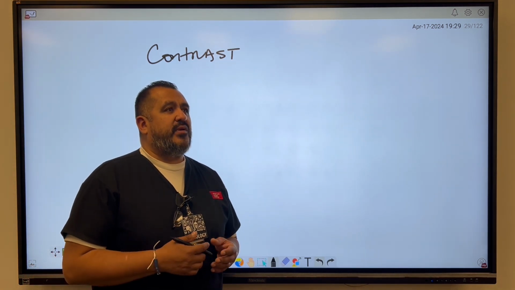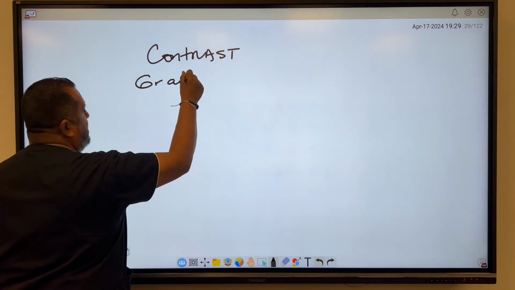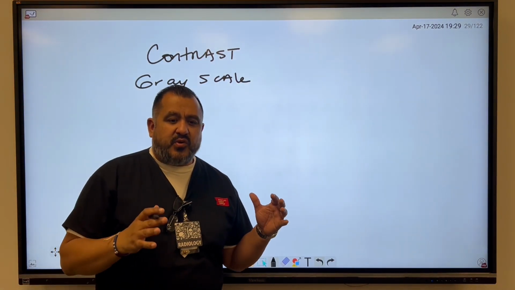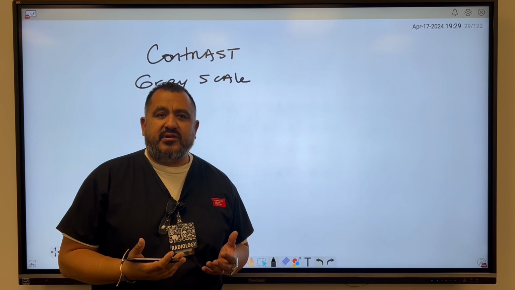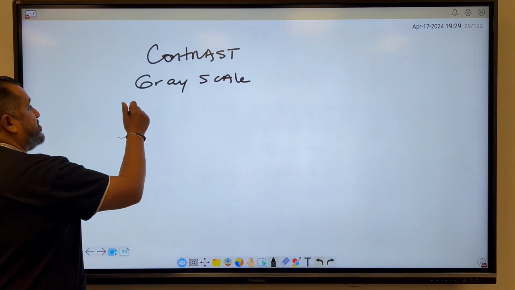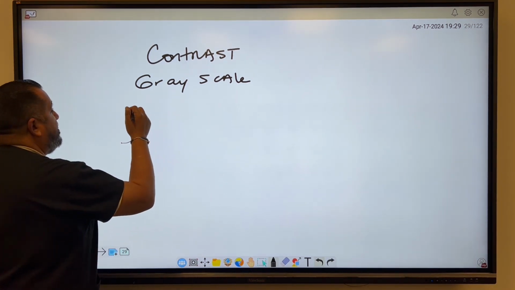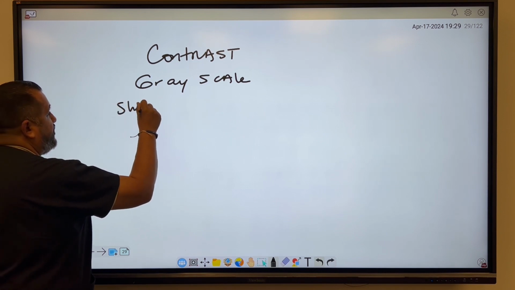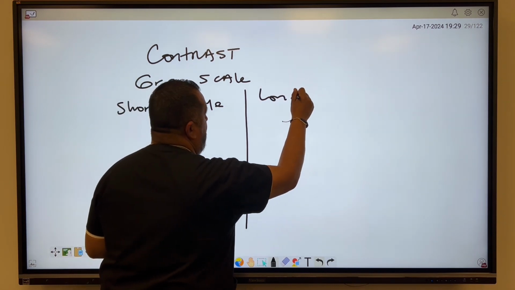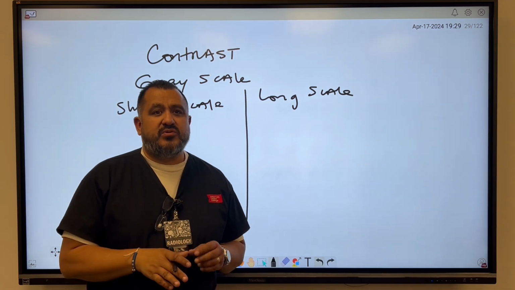So contrast now we kind of refer to as like a grayscale. So grayscale is exactly that. It's going to be a level of grays. So the way that they break up the grayscale, it's either going to be short scale or it's going to be long scale. All right, so grayscale is going to just be the variation of different brightness levels and densities. So we're going to write here short scale on this side, and on this side we're going to write long scale.